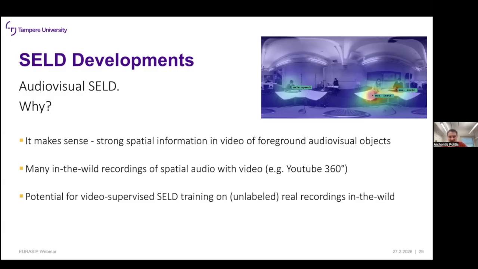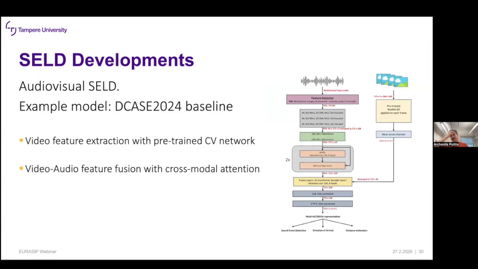It makes sense because, of course, there is very strong spatial information in video for foreground audiovisual objects. And I think, more importantly, it points to a way to scale the task to real recordings out in the wild. Because as we said, collecting real recordings and annotating them is very hard. So one avenue we can foresee to get around this problem is to use video information for self-supervision if you have both video and audio. A simple example of how that can be done.